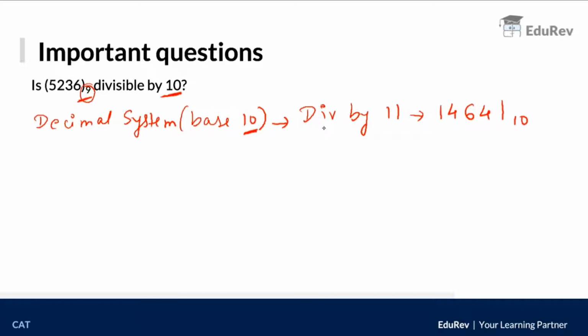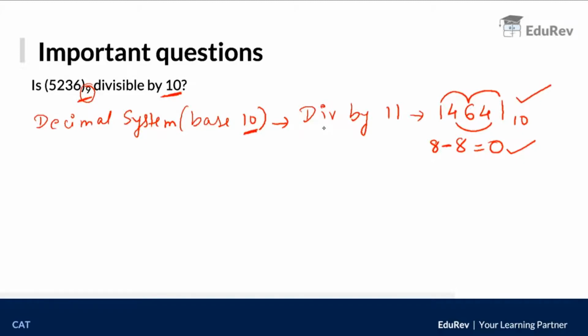We'll form alternate pairs. So that is 1 plus 6, 7. 7 plus 1 is 8. So my first addition is 8. Next is 4 plus 4, 8. I subtract these two numbers. My subtraction comes out to be 0. Is 0 divisible by 11? Now a lot of students answer the question as no. But yes, 0 is divisible by 11. 11 zeros are 0. This number is divisible by 11. So 14641 is also divisible by 11.